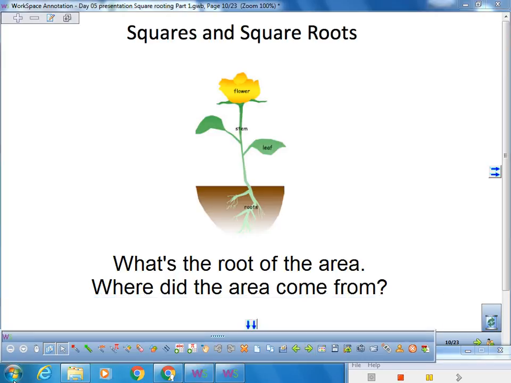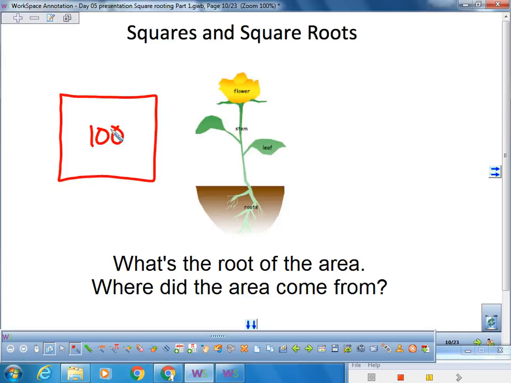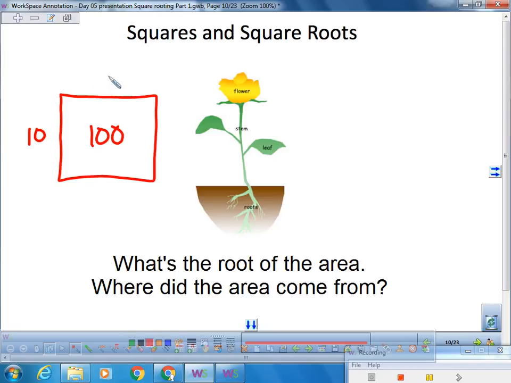So this is what I want you to think about. What's the root of the area? Where did the area come from if I say that this is 100 square feet? Where did that come from? What's the root of that? That means it must have come from a side fence that had a 10 by 10 foot fence, right? It's the root of it. Do you understand where that word is coming from now? Where did the area come from? Where is its root? Its root is 10. You have to use 10 and square it to get 100. Is that starting to help a little bit?